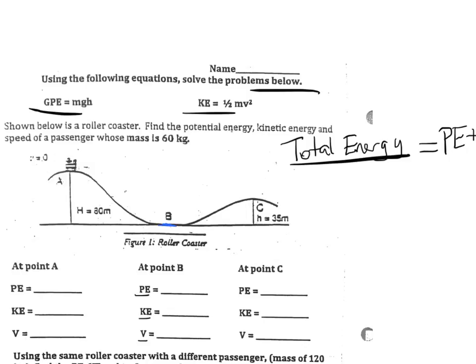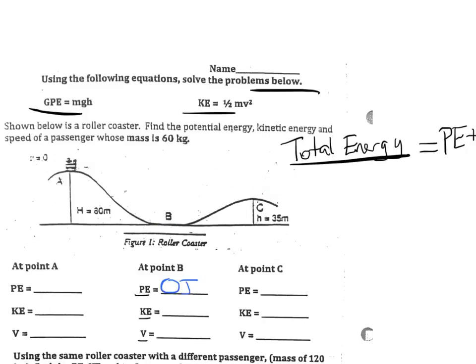The first thing I'd like to do is calculate the potential energy the rider has at point B, and the gravitational potential energy formula, of course, is mass times gravity times height. The rider's mass is 60 kilograms. Gravitational acceleration is still the same. It's still 9.8. And the height here is 0. When I multiply 60 times 9.8 times 0, I find that there is no gravitational potential energy left. It's 0 joules.